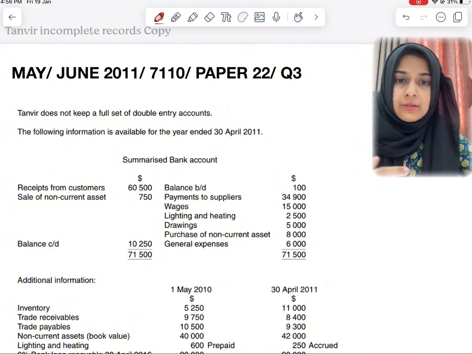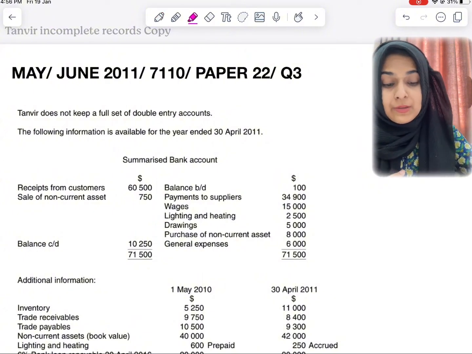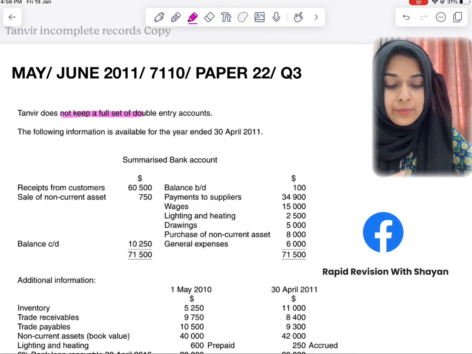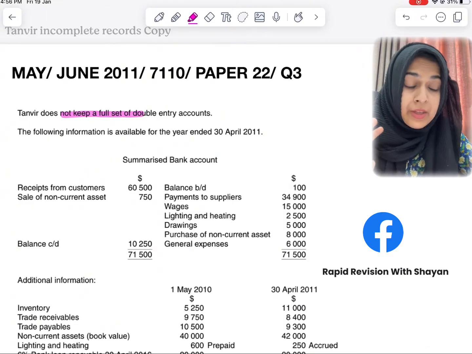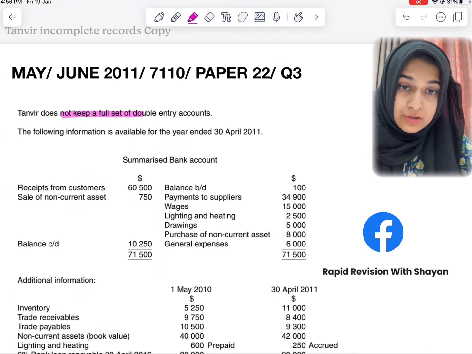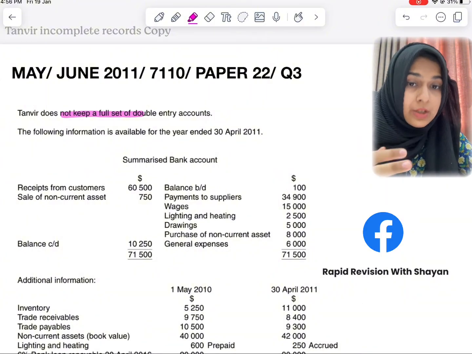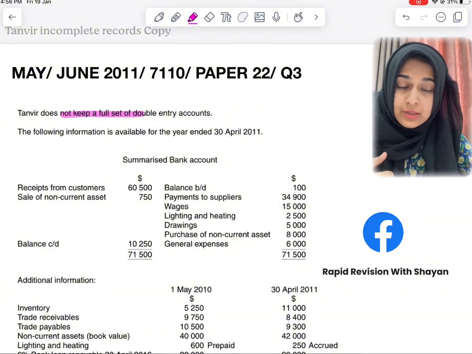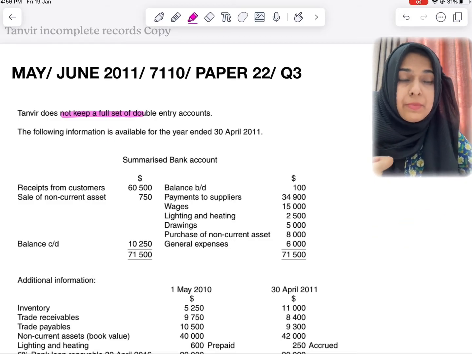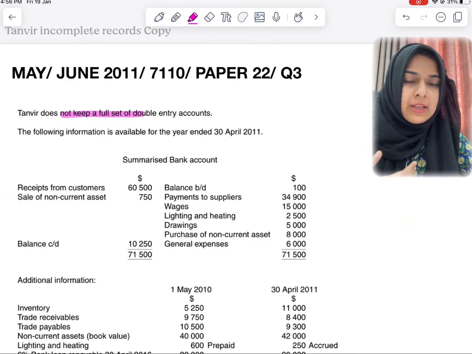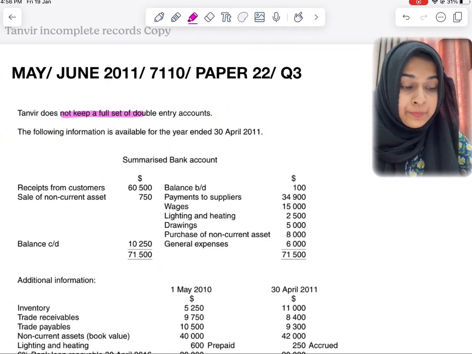So how do we identify it's an incomplete records question? Because the first line will tell you that Tanveer does not keep a full set of double entry accounts, which means he does not have double entry, he has single entry. Single entry means that information is incomplete. What they normally expect from students is to complete the information first and then make the income statement, and in some cases they also require students to make a statement of financial position.